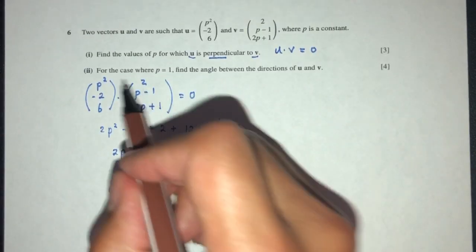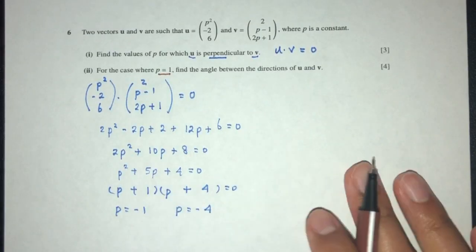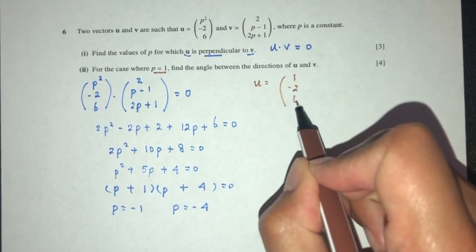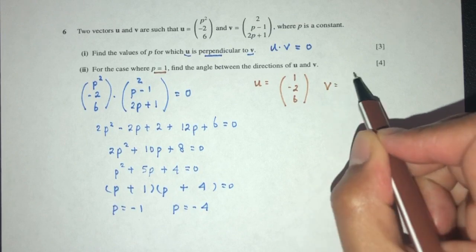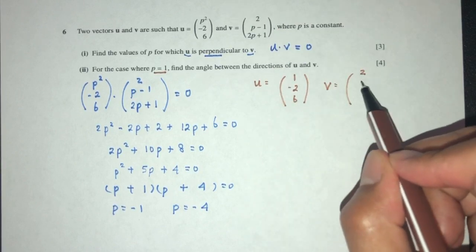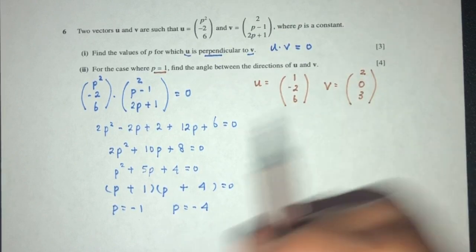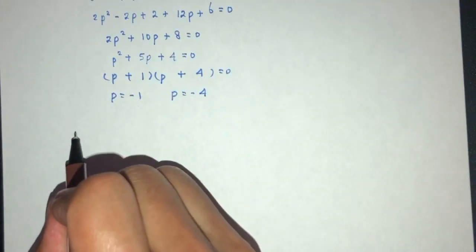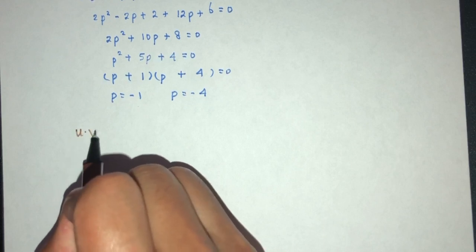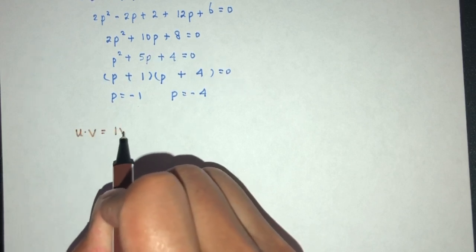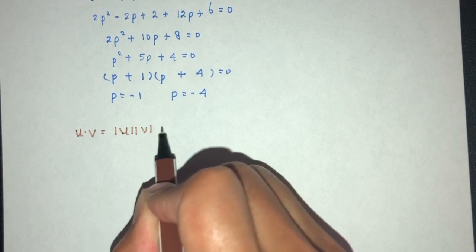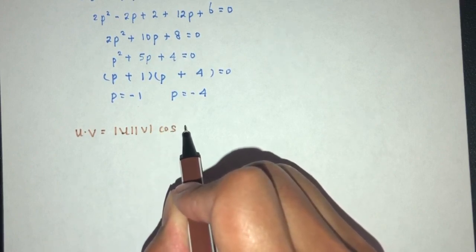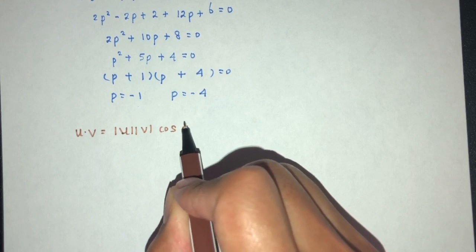Now for part 2, for the case where p is 1, now we know p is 1, which means u will have to be (1, minus 2, 6), and v will have to be (2, 0, 3). We have to find the angle between the directions of u and v, so pretty easy. To find the angle, we have to use the dot product equal to the magnitude of the two vectors times cos of the angle in between. Let's call this angle A, why not, whatever.